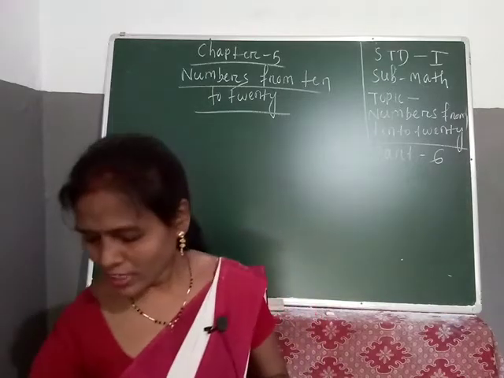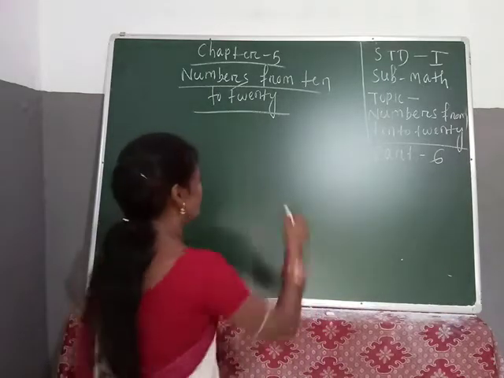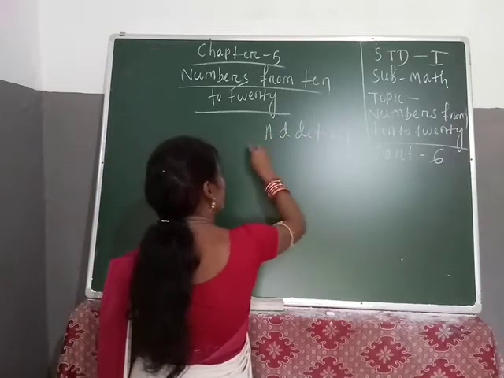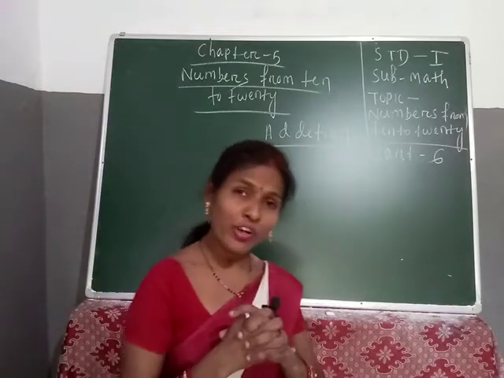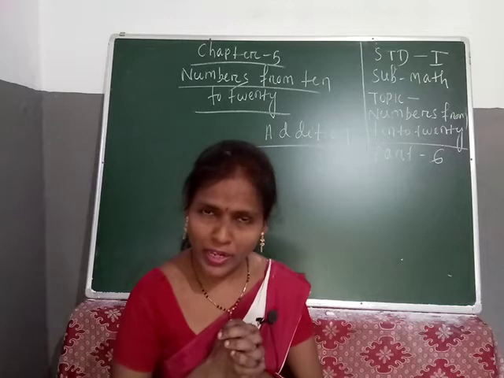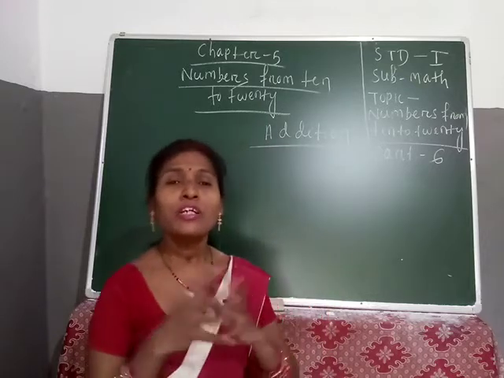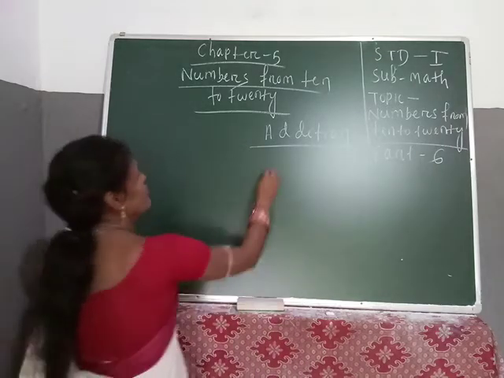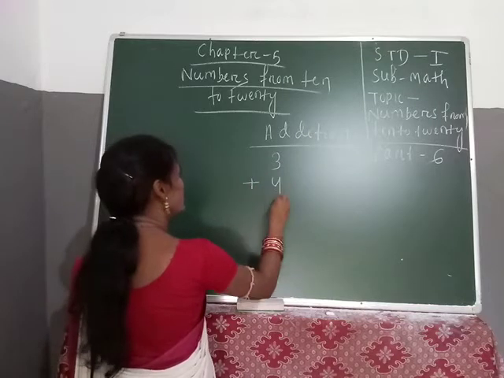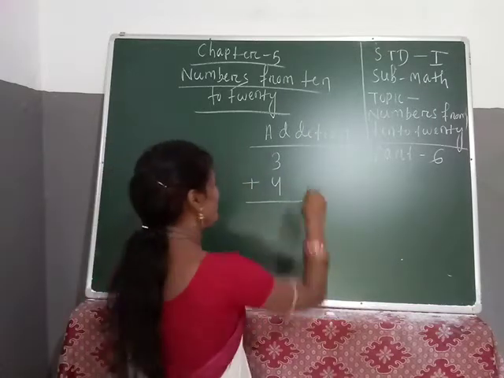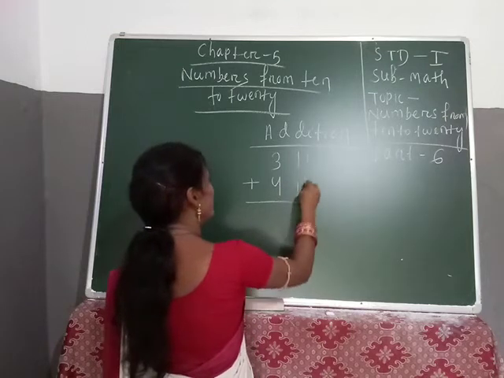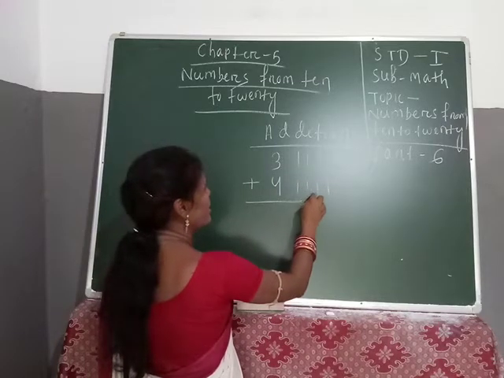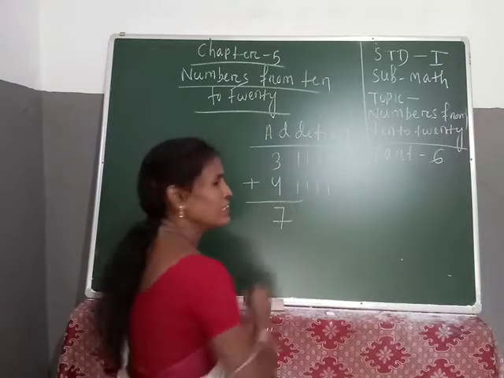Addition. I know that in the previous chapter you learned addition. Addition means joining. Addition means combining. Today we will do 3 plus 4. If we put counters, 3 here and 4 here, let us count: 1, 2, 3, 4, 5, 6, 7. That is 7.